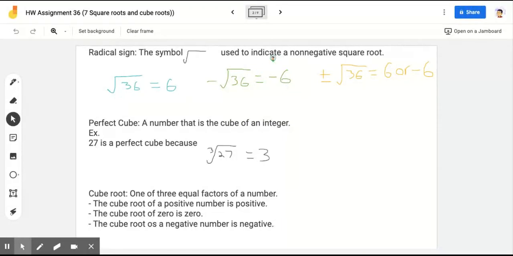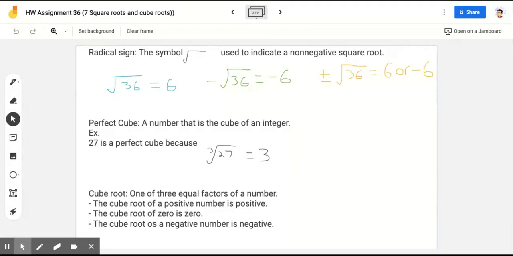And this little symbol means plus or minus, meaning the positive or negative square root of 36. That would be basically these two things combined: 6 or negative 6. So the plus or minus square root of 36 is 6 or negative 6. But we won't see too much of this plus or minus until we get into quadratic equations in algebra.